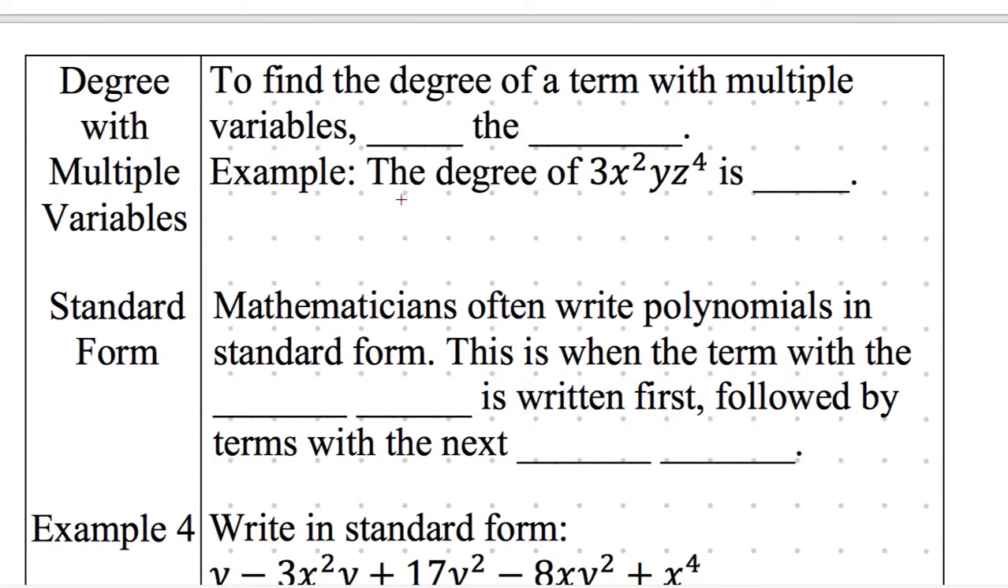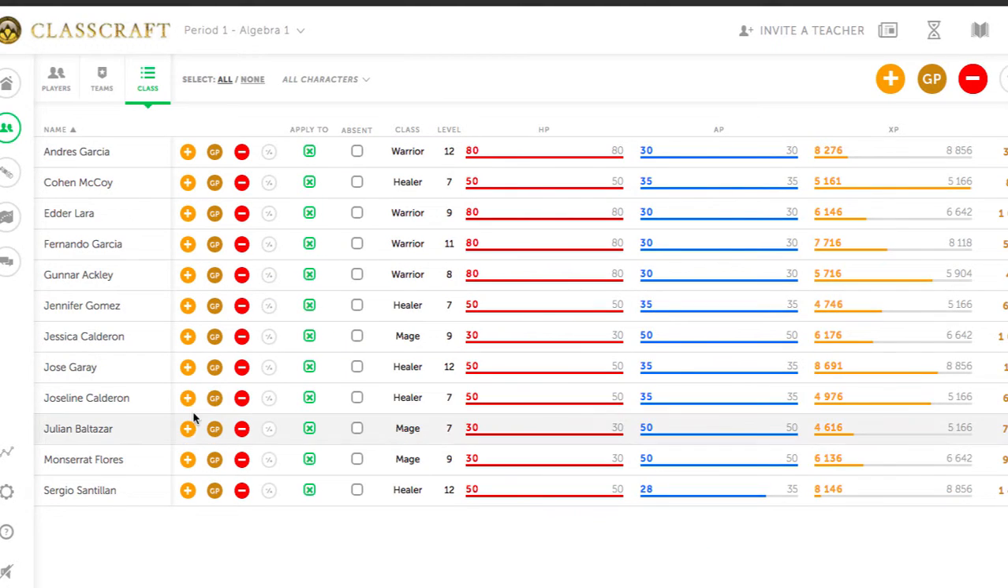So we've talked about degree before. If I have something like 3x squared, this has a degree of what? Raise your hand. What degree is 3x squared? Julian. It is a second degree term because it's to the power of 2. You just look at the power, right? This is a second degree term. Thank you, Julian.